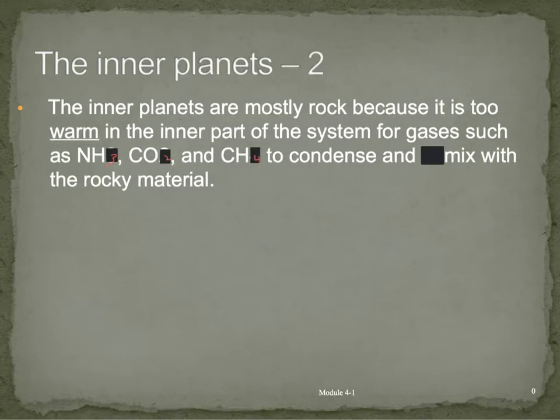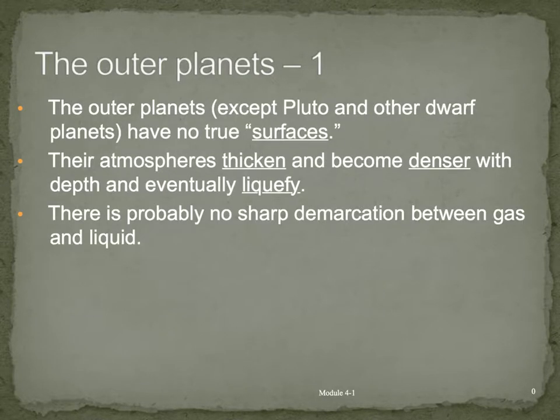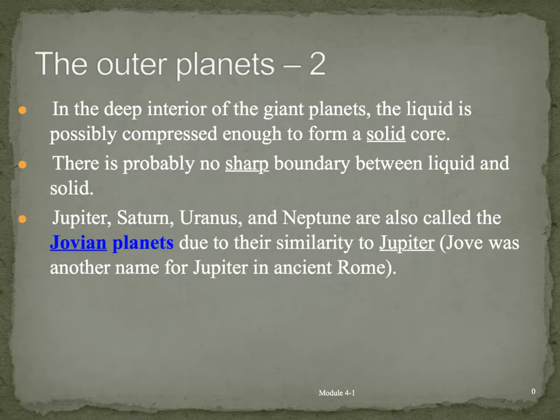The inner planets were mostly rock because it was too warm in the inner part of the solar system for gases such as ammonia, carbon dioxide, and methane to condense and mix with rocky material. The outer planets have no true surfaces. Their atmospheres thicken and become denser with depth and eventually liquefy. There is probably no sharp demarcation between gas and liquid. In the deep interior of the gas planets, the liquid is possibly compressed enough to form a solid core. There is probably no sharp boundary between liquid and solid.